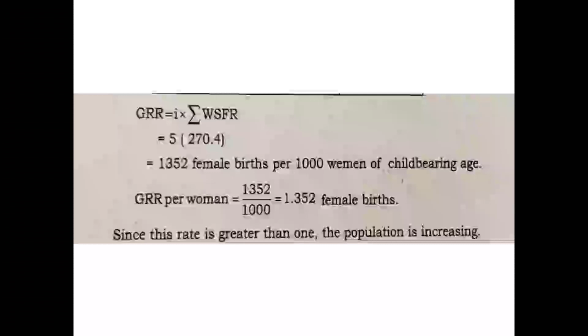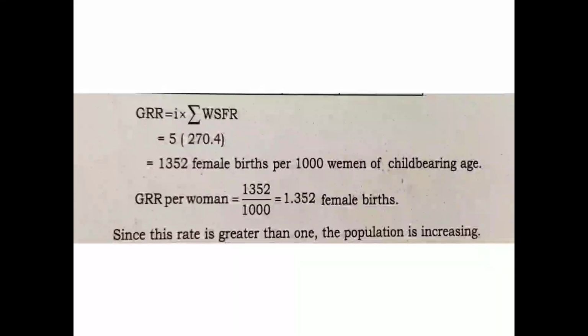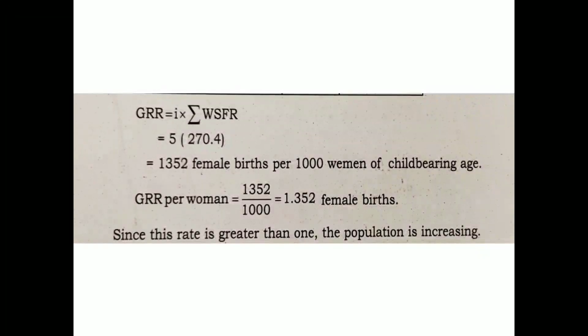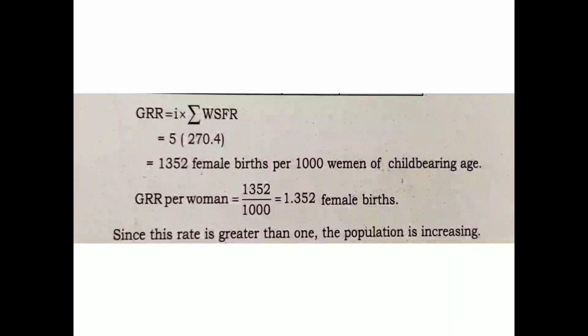So 5 into 270.4, which is equal to 1352 female births per 1000 women of childbearing age.